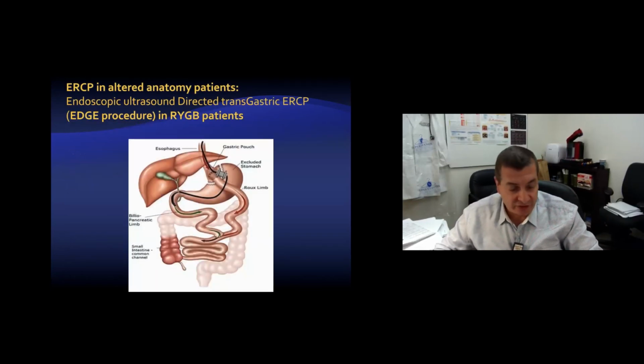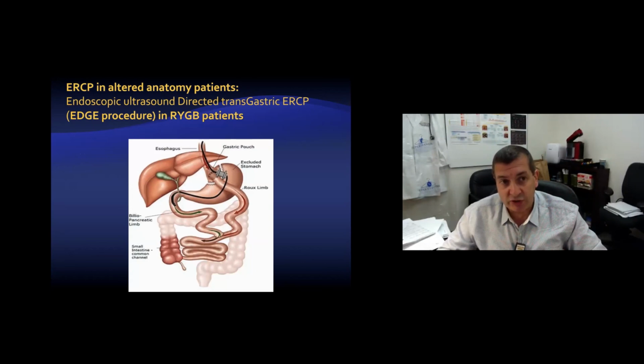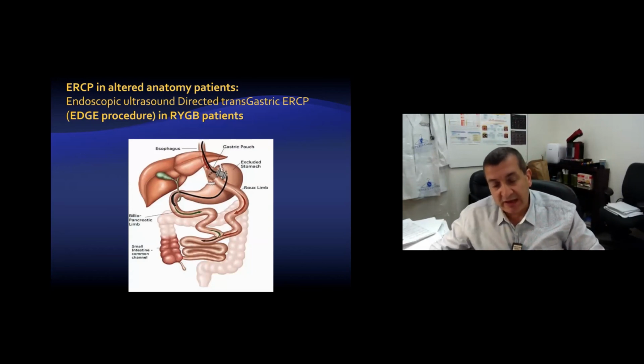The last thing I want to mention, and that's why I moved a little bit quicker so I can talk about this part, is ERCP in altered anatomy patients. So it is the EDGE procedure, which is endoscopic ultrasound directed transgastric ERCP. In this anatomy, when you have gastric bypass, a Roux-en-Y, when you scope somebody, you go to a small gastric pouch, and that pouch connects to the jejunum and goes all the way down here, and that's the Y limb where it goes up into the biliary tract, right here where the common bile duct is, and then the excluded stomach.